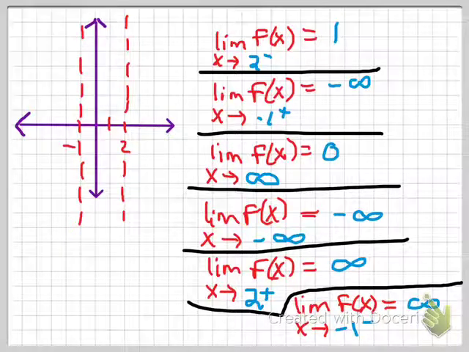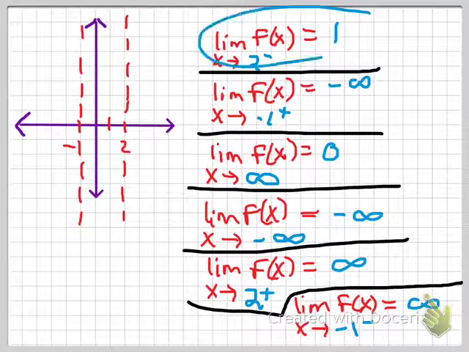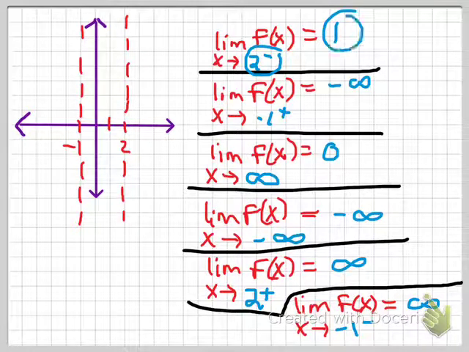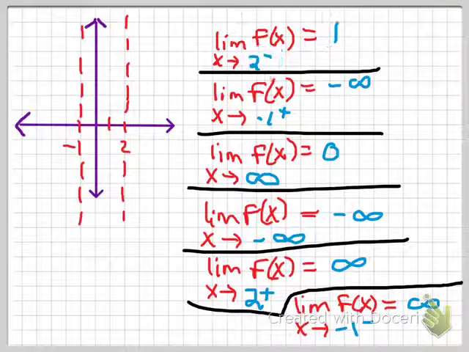Let's start with the first one that's up here. We've got 2 from the left hand side, with a negative sign, going to 1. So this is what that means. Over here on this side of the graph, the left side of 2, we're going to have it going to 1. So 1 is right about here. Here's 1. Put a little mark on the graph.